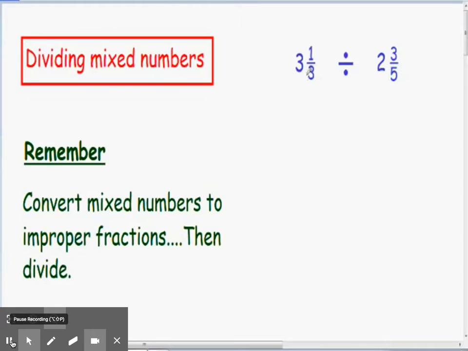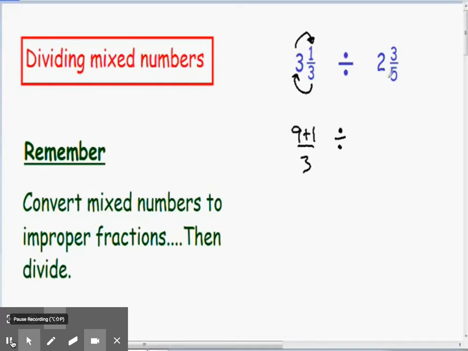I'll start with 3 1/3. I'll convert the 3 1/3 into an improper fraction. Since our mixed number has a denominator of 3, our improper fraction is also going to have a denominator of 3. And in the numerator, we need to multiply the denominator of 3 by the whole number of 3. So 3 times 3. And then we need to add the numerator of 1. And this is all being divided with 2 3/5.